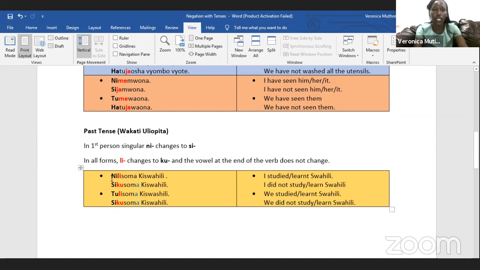You can see that the first person pronoun prefix there, ni, has changed into si in negation, and li has changed into ku. So nilisoma Kiswahili, sentensi inakuwa ni sikusoma Kiswahili, and you can see the translation at the right side.